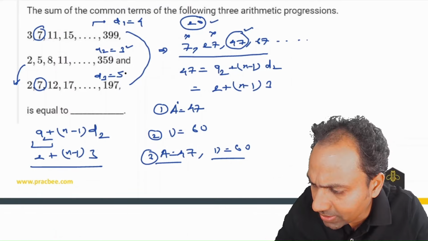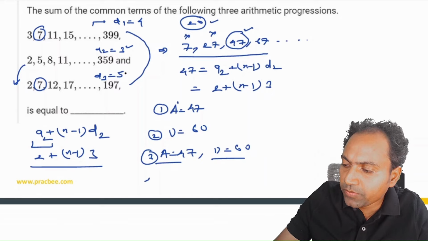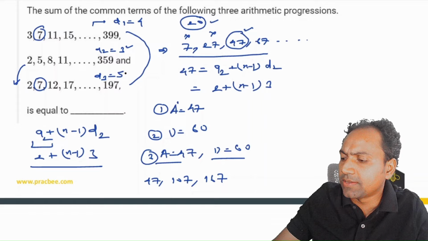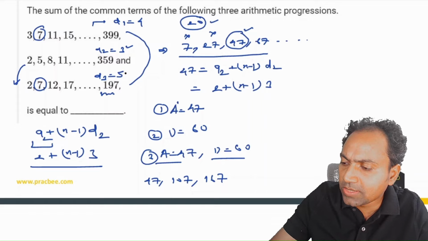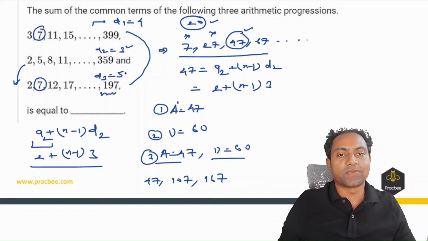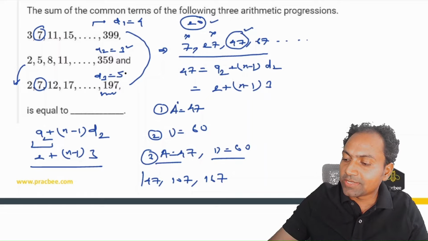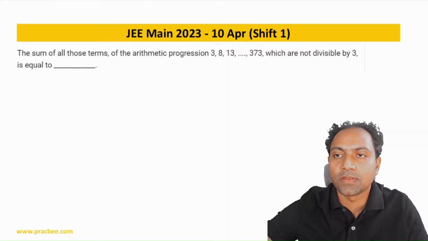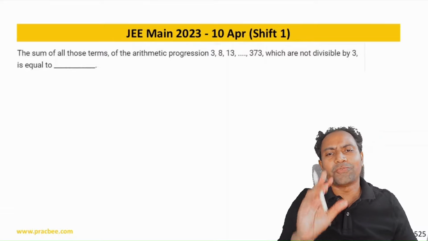So if I start doing that, the first term is going to be 47. The next, if I add 60, becomes 107. Next, if I add 60, it becomes 167. And you can see that after this, it will cross the minimum last term out of these three series, that is 197. So what I need to find is just the sum of these three terms, and I will get my answer.